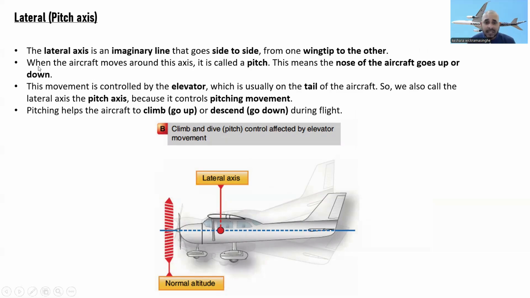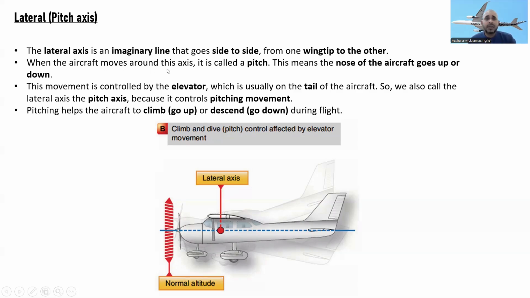Side to side means if you see the aircraft from the side, there is one side and the other side, and the line goes from one side to the other. It means left to right or right to left, from one wingtip to the other wingtip.